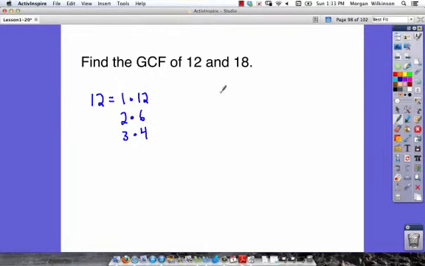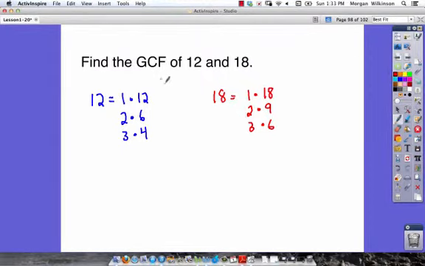Let's look at 18. 18 is equal to 1 times 18, or 2 times 9, or we could say it's 3 times 6. And we've got all of our factors of 18.